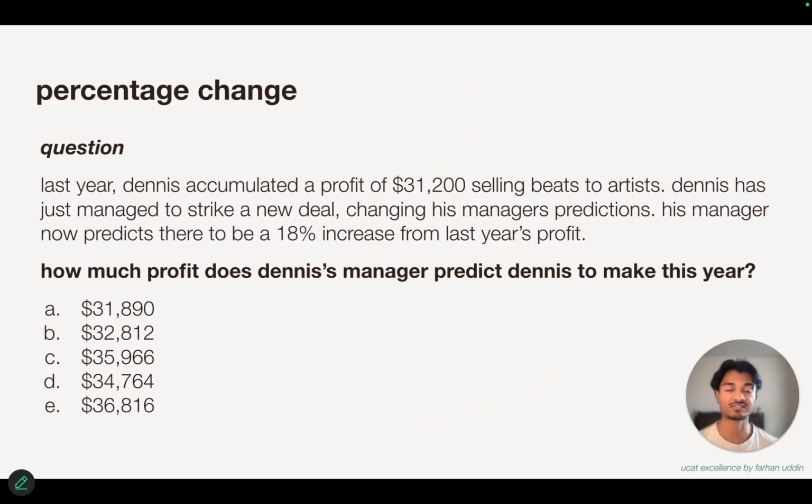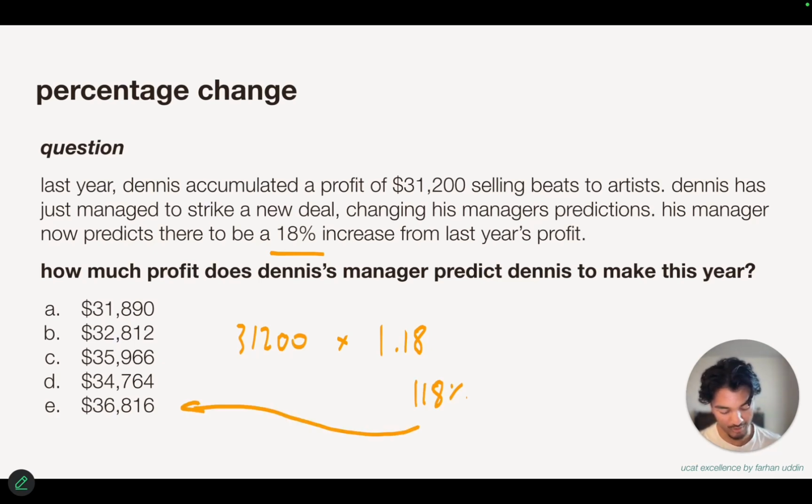Okay, let's go through this. So hopefully you've recognized it's actually very similar to the previous question. If there's going to be an 18% increase from last year's profit, then what that looks like is 1.18 as your multiple. So 31,200 times 1.18. If you think about it, that's telling you it's going to be 118% of whatever it was last year. So that ends up giving you our answer of E.